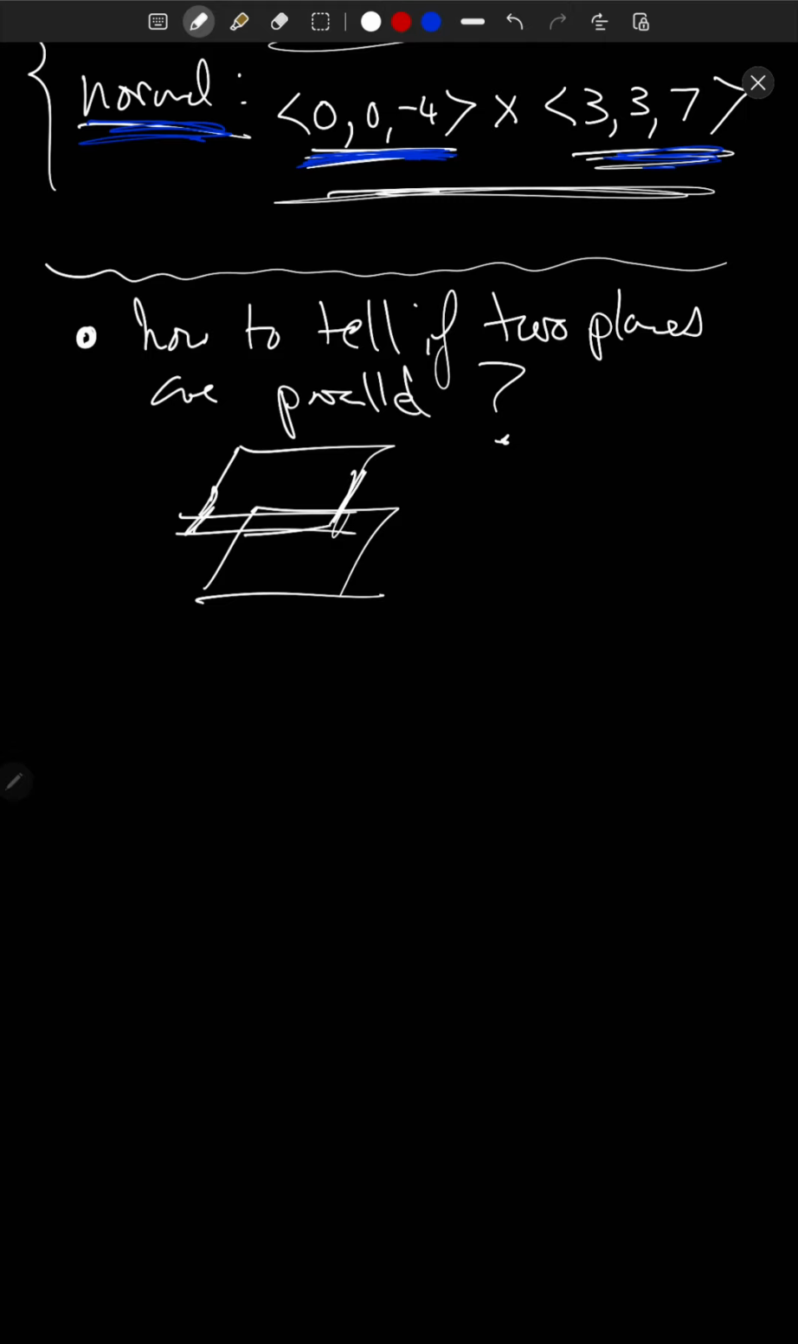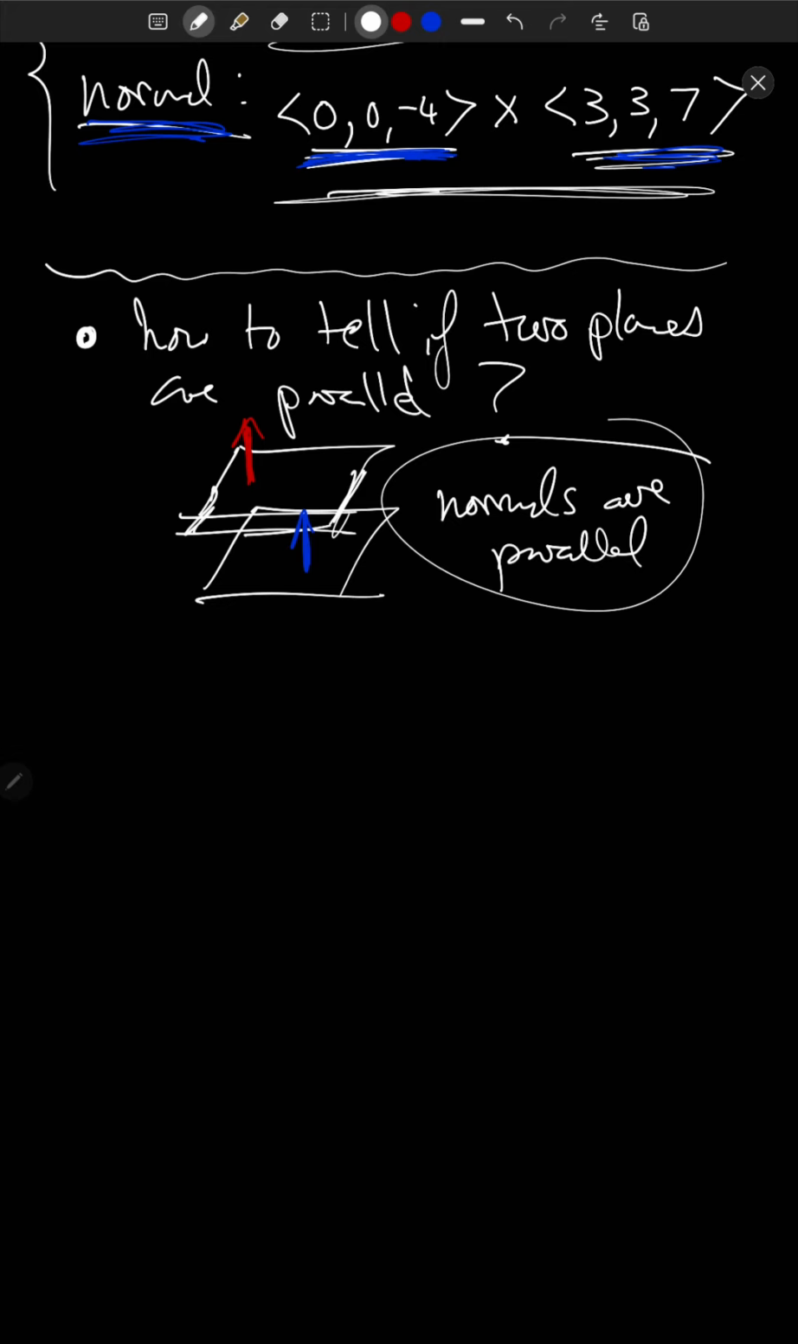If I draw them like this, you can see the normal of this one is going to be maybe something like this. The normal of the second one, maybe something like this, right? Their normals are parallel, right? So pretty simple. Normals are parallel.